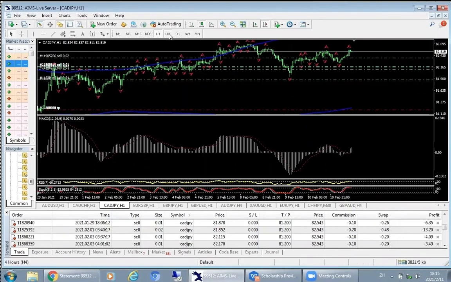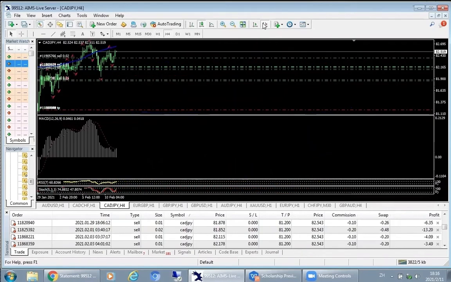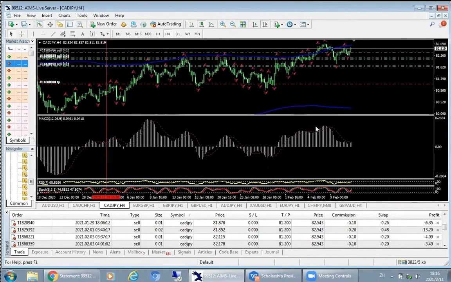Likewise for the H4 here, just look at the H4. The crossover has happened already, and it hasn't come down to the lower zone yet. It has been in the upper zone for a long period of time, so it's only a matter of time. It has to come back down to the lower zone here.